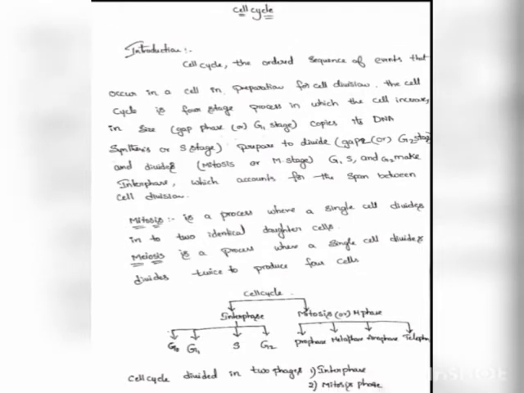Here we will see the cell cycle. The cell cycle is divided into interphase and mitosis or M phase. Interphase is divided into G0, G1, S and G2, and mitosis is divided into prophase, metaphase, anaphase and telophase. The cell cycle is divided into two phases, interphase and mitosis.